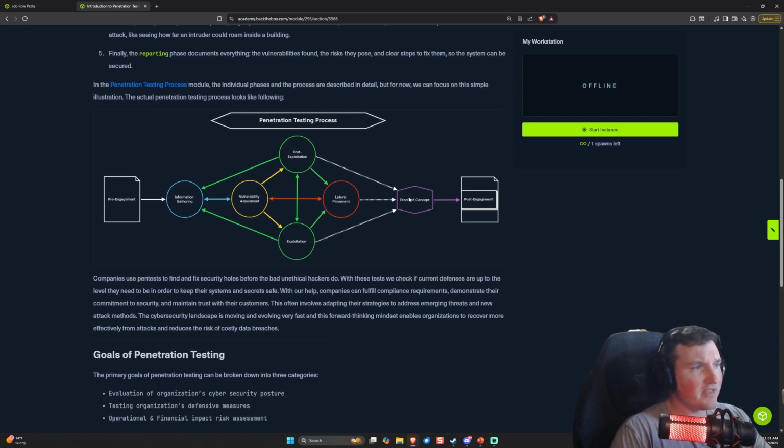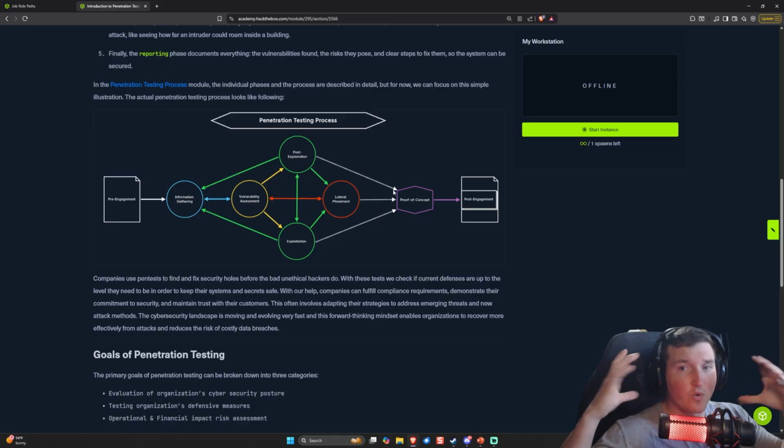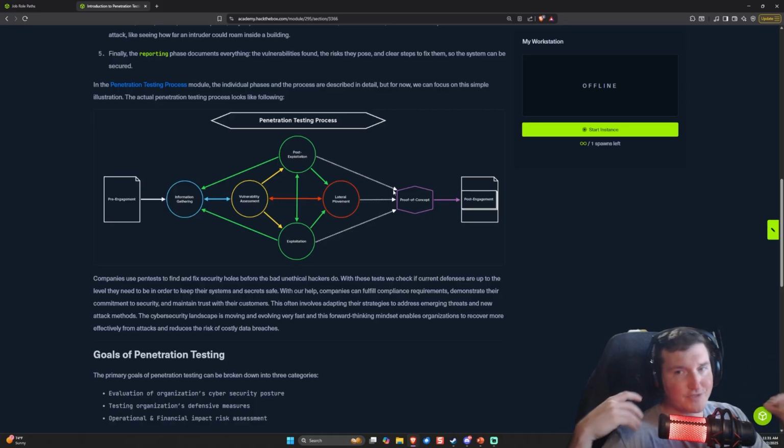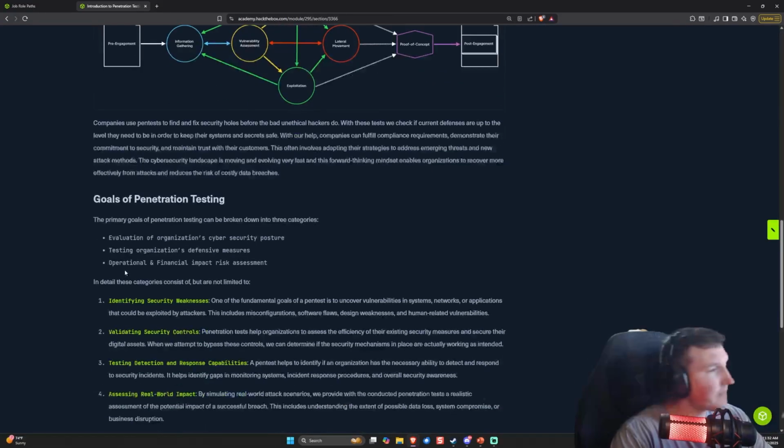You're laterally moving, you're doing all that, right? Then you have lateral movement, then you have a proof of concept. So all of this feeds into your proof of concept, which is you doing the attack, and then you're going to report that in your post-engagement. They call it a proof of concept. You actually did the attack. The difference is you're not attacking, right? It's really the main difference is just the intent behind it.